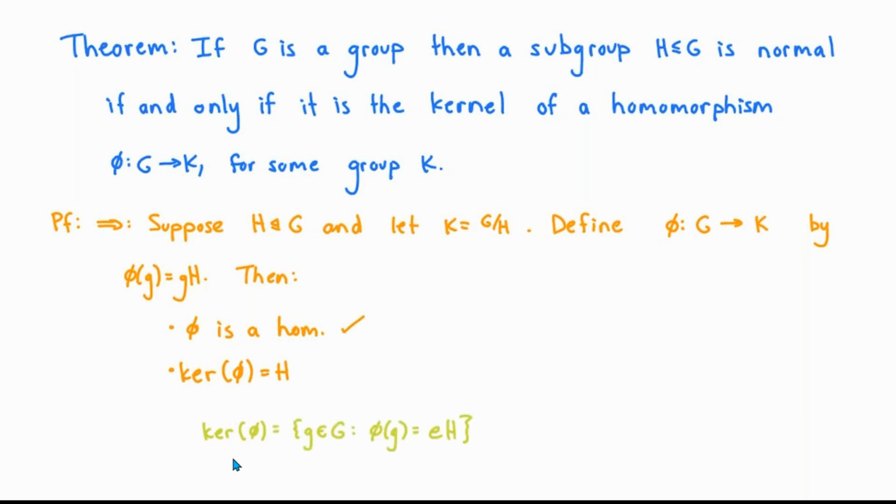Next, to see why the kernel of phi is equal to H, first just think about the definition of the kernel of phi. It's the set of all elements g in the domain with the property that phi of g is the identity element in the codomain, which in this case is the identity coset. Well, in this case, remember that phi of g is the coset with representative g. So for phi of g to be the identity coset is precisely the same thing as saying that g is an element of H. So the kernel is the set of all g's in G which are also elements of H, but that's just H itself. So it verifies our claim that the kernel is H, and it completes the proof of this theorem.